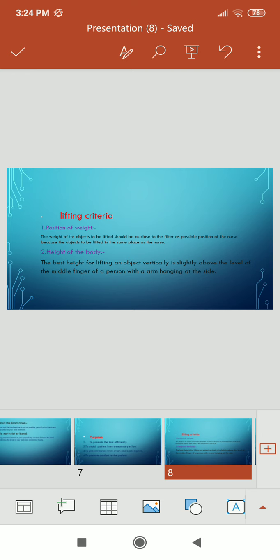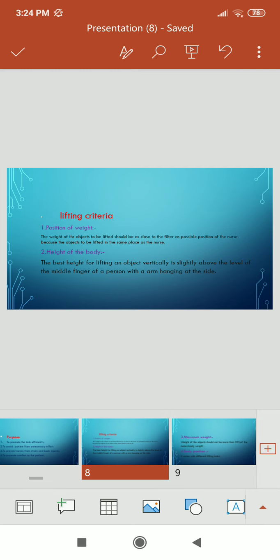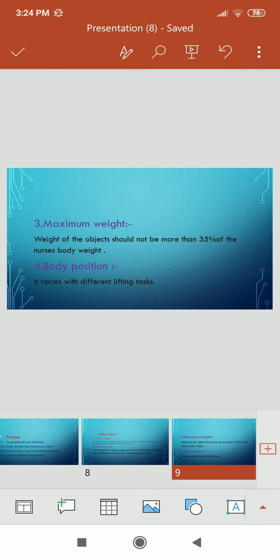Point number 2, height of the body. The best height for lifting an object vertically is slightly above the level of the middle finger of a person with the arm hanging at the side. Point number 3, maximum weight. The weight of the object should not be more than 35% of the nurse's body weight. The body weight position varies with different lifting tasks.